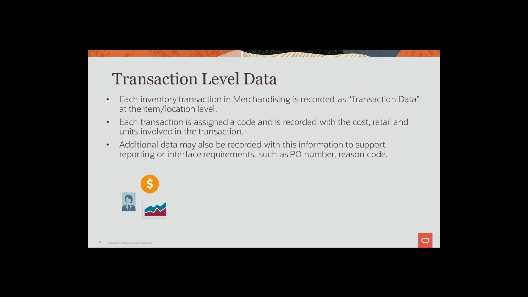For all accounting or inventory valuation methods, inventory transactions in merchandising are recorded as transaction data at the item location level. Each transaction is assigned a code and is recorded with the cost, retail, and units involved in the transaction, where applicable. For example, markdowns don't include a cost value and cost variances don't include retail. Additional data is normally also recorded with this information to support audit trail, reporting, or interface requirements, such as PO number, a reason code, and other similar attributes of the transaction.